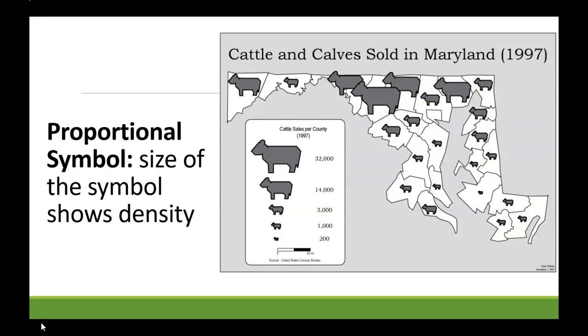The next map is proportional symbol. This indicates the size of the symbol shows density. In this case, the symbols on the map correspond with the larger number of sales of livestock in the region.